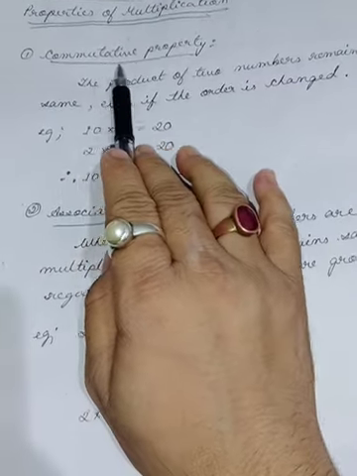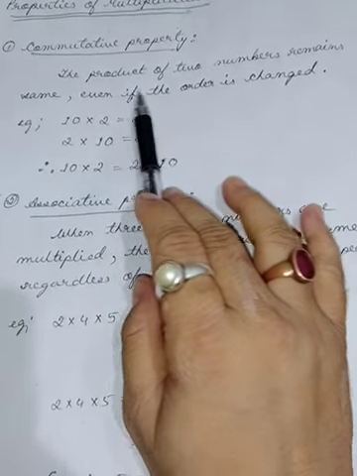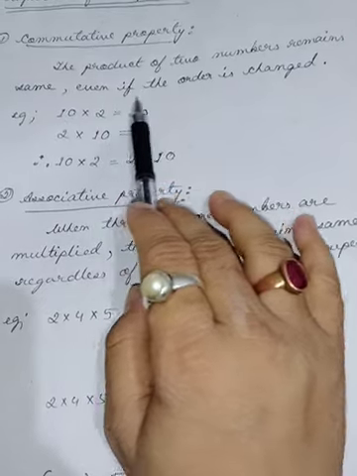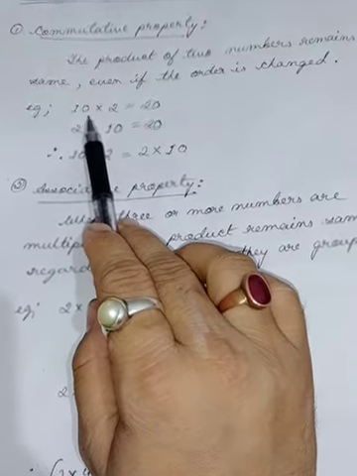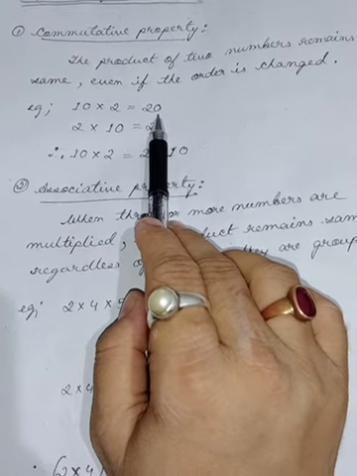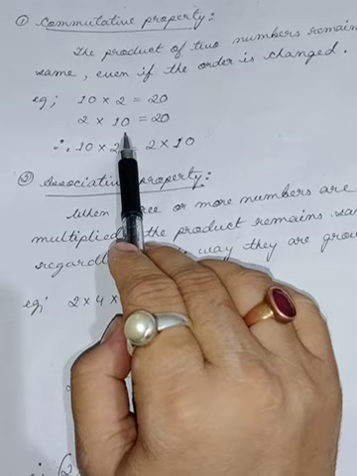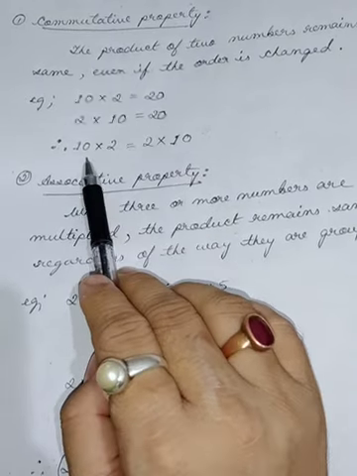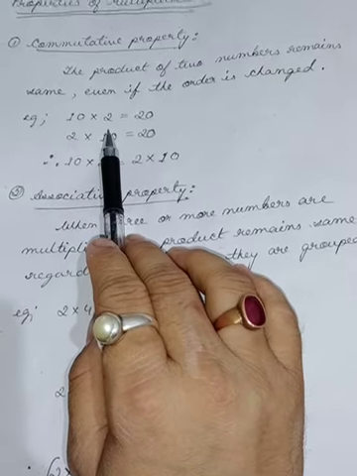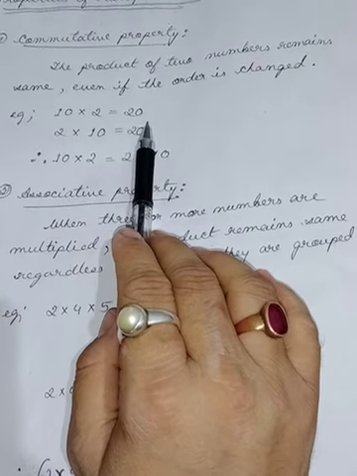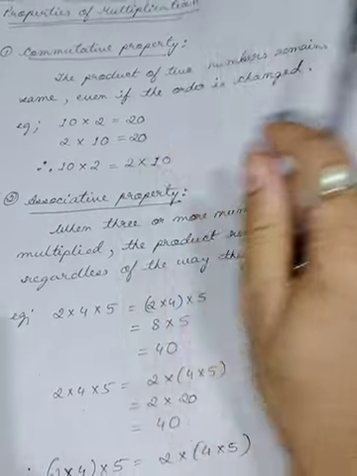The first property that you get is commutative property. According to this property, the product of two numbers remains the same even if the order is changed. For example, if I take 10 into 2, I get 20. Now let me change the order. Let me write 2 first and then 10, that is 2 into 10. The answer doesn't change. It remains the same. This property is called commutative property.